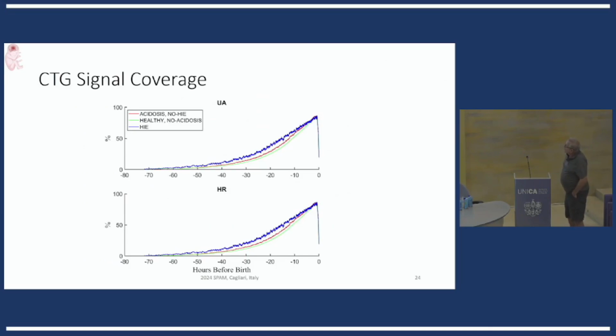This gives us a measure of the CTG coverage as a function of time before birth. This is the percentage of potential subjects for whom we have CTG records as a function of time before birth. As you see, we start off low and come close to 80% at the end. So we have good coverage. In this case I've confused you by using a different color code, but the HIE subjects actually have better coverage than the other subjects, suggesting perhaps that in these cases the clinicians thought something funny was going on.